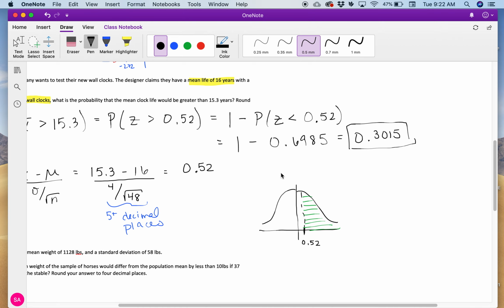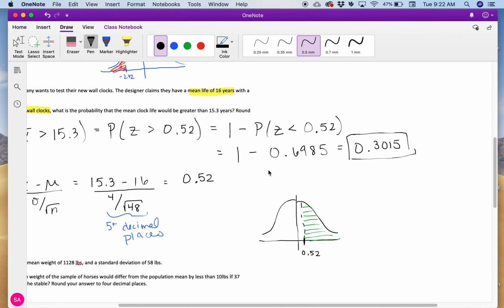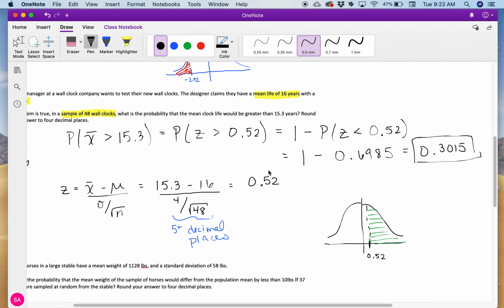So that's our answer. And what that means, again, is, if we randomly choose one of those samples of 48 clocks, what's the probability that the mean of that specific sample is going to be greater than 15.3 years? And it's kind of a smallish probability, 0.3015.